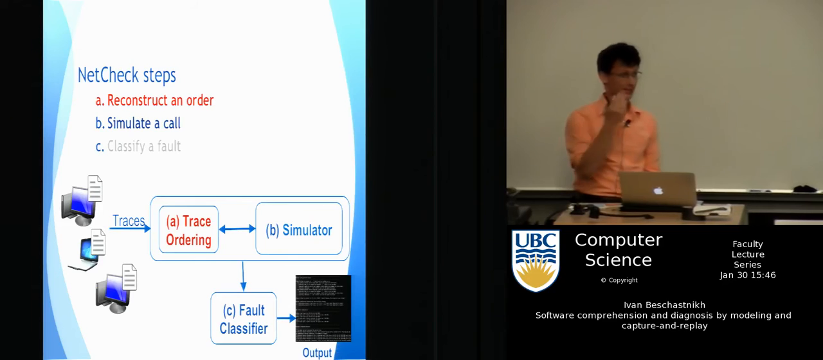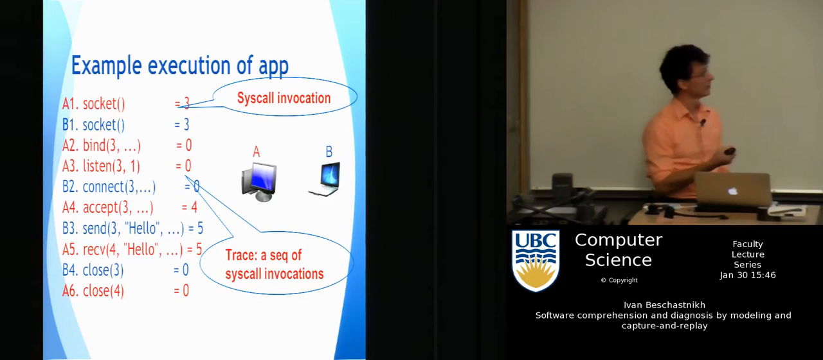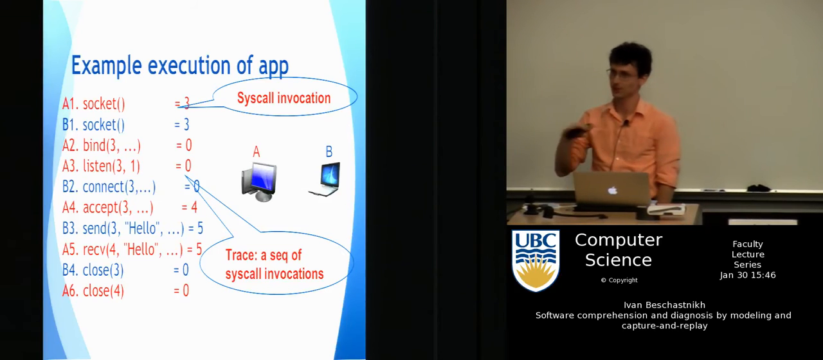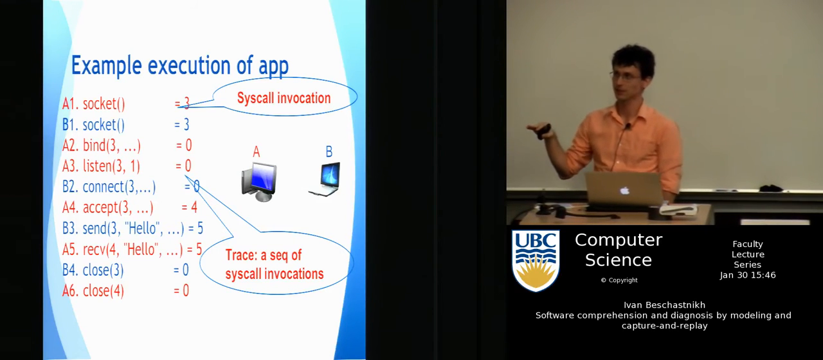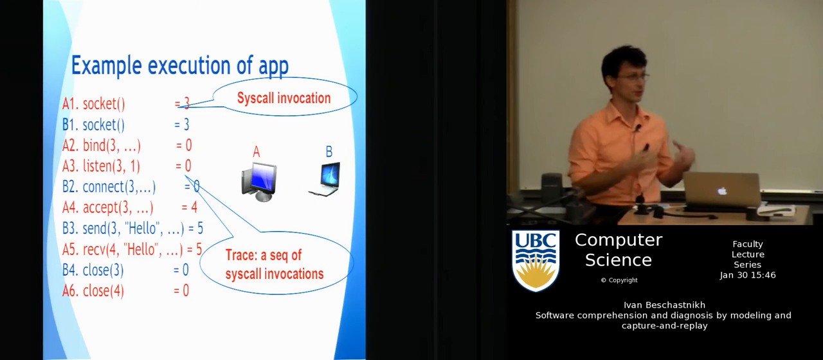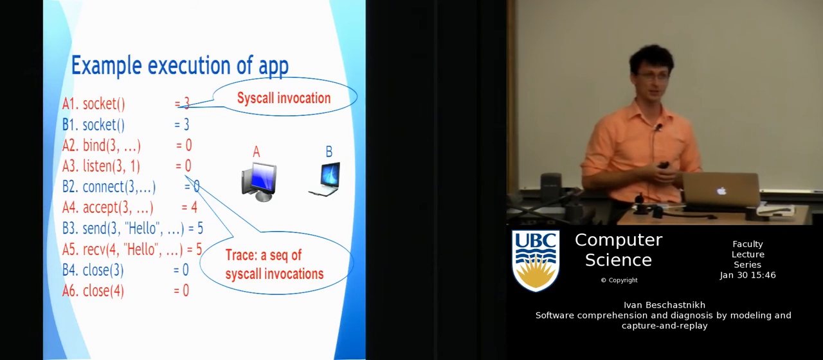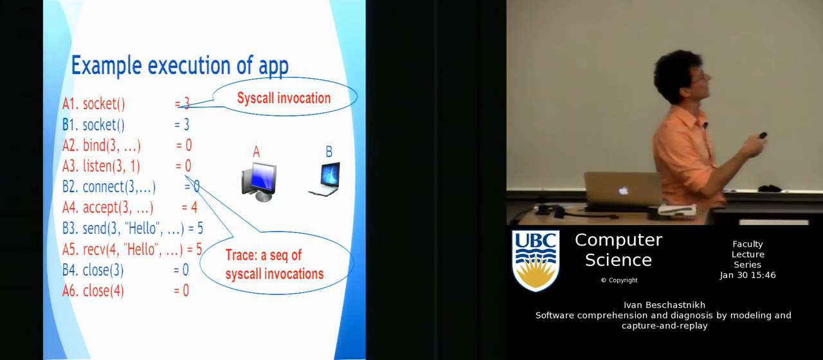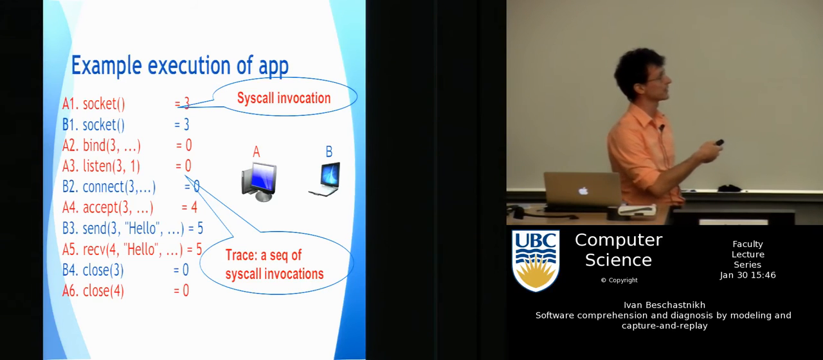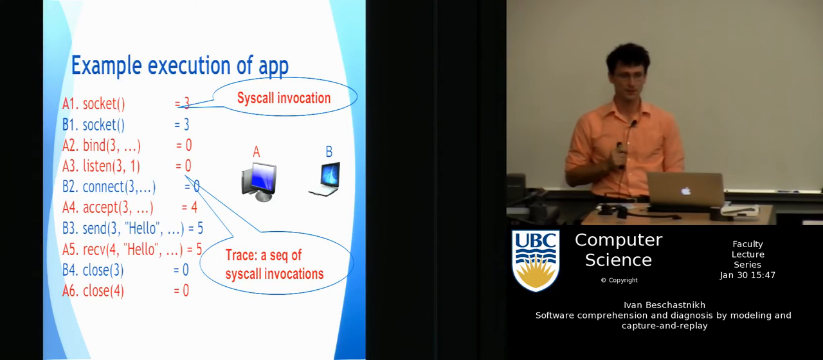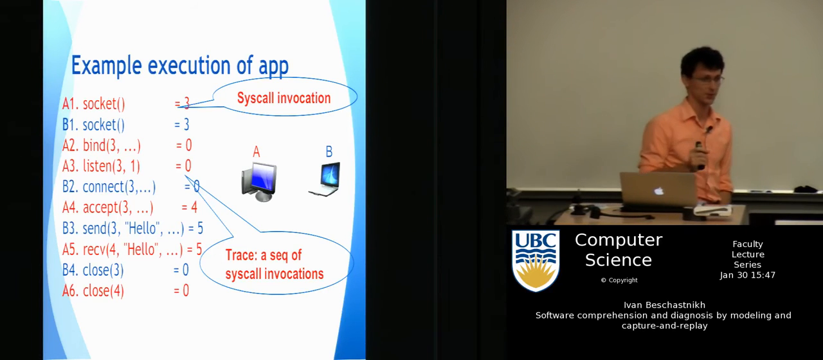So the first step is to reconstruct an order. For this, let's look at an example execution. This is at the syscall level. These calls are going to be to the socket API. So this is your operating system that's going to orchestrate the network connection on the application's behalf. You have calls like socket or bind or listen or connect. This is your vanilla socket. Each of these is going to be a syscall invocation.